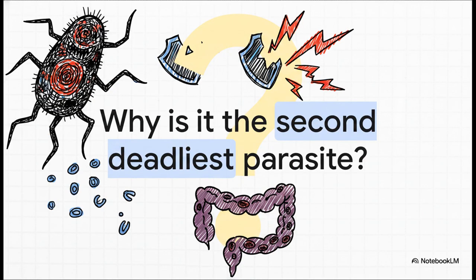And that brings us to the central mystery of our explainer. How exactly does this parasite, Entamoeba histolytica, which is actually the second leading cause of mortality due to parasitic disease in humans, operate with such lethal precision? How does a single-celled organism completely outmaneuver the complex human immune system? Well, to answer that, we first need to look at the battlefield.